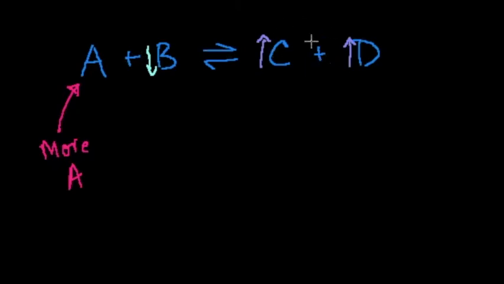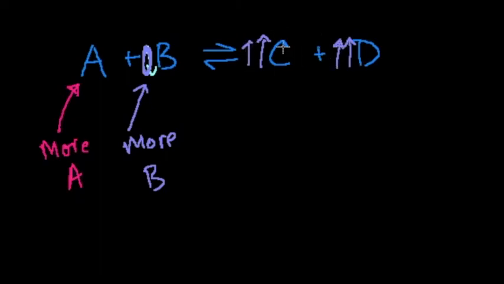Then you'd have more C's and D's, and some of those are more likely to bump and go back in this direction, and eventually you would reach a new equilibrium. But the bottom line is you'll be left with more A and a little bit less B, because more B is consumed by those extra A's you just added, and that produces more C's and D's. And you can imagine if you added more B as well, then the reaction is going to go in the forward direction even more.